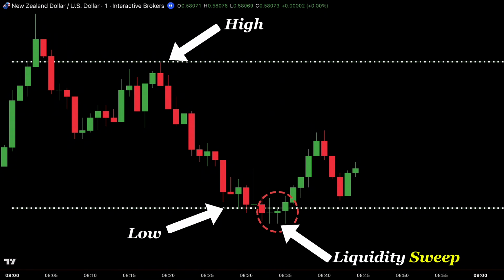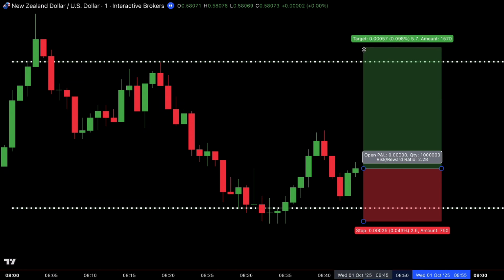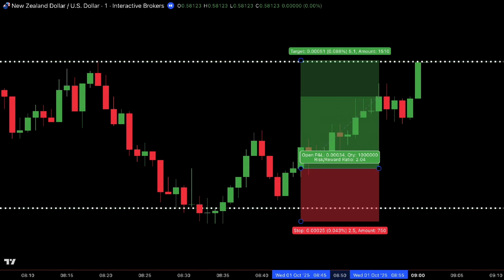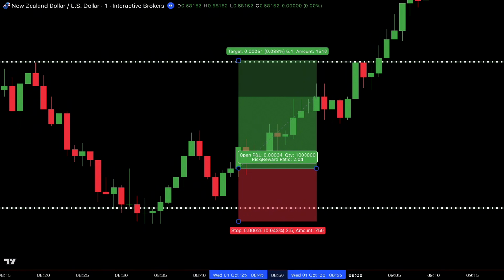Price breaks below the range and then closes back inside it, forming a liquidity sweep. That's your entry. You enter at the close of the candle that moves back inside the range. Your stop loss goes below the range, and your target is the next key level. Look at what happened. The market moved straight to the target.